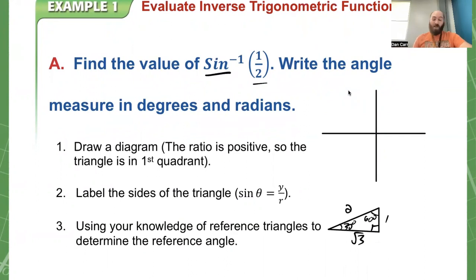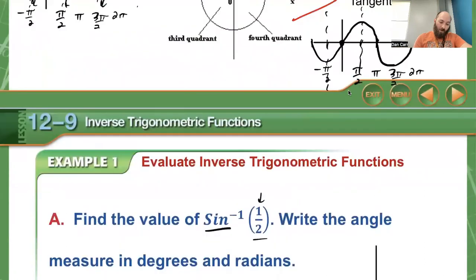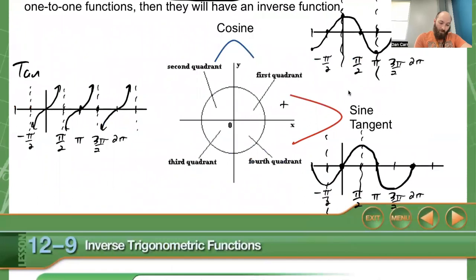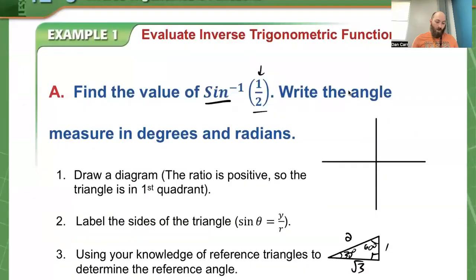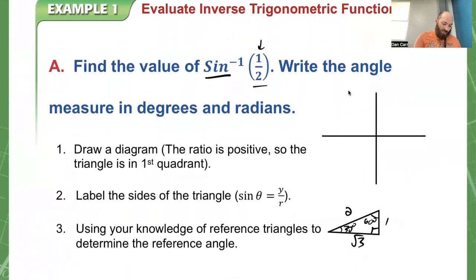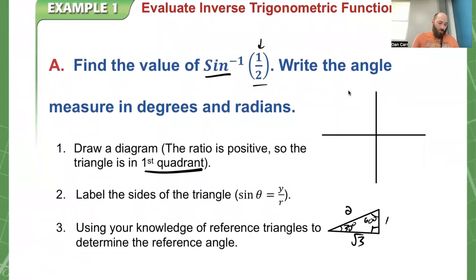First thing is we're going to draw a diagram. Take a look at the sine. It's positive. Remember, sine and tangent are both positive here, but they're negative down here in the fourth quadrant. Cosine is positive here, but negative in the second quadrant. So when you draw your diagrams for reference, if you're dealing with any positive sine, cosine, or tangent, you put it in the first quadrant. If you're dealing with a negative sine or negative tangent, put it in the fourth quadrant. Negative cosine goes in the second quadrant. So that's what we're doing right here. We have a positive sine, so that's going to go in the first quadrant. We're going to draw that out.